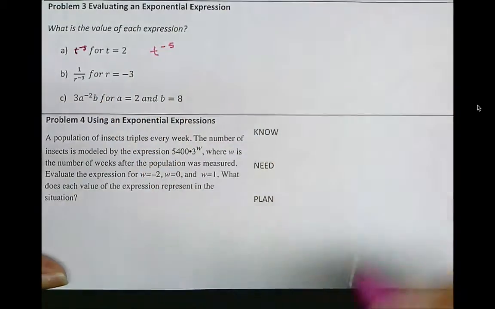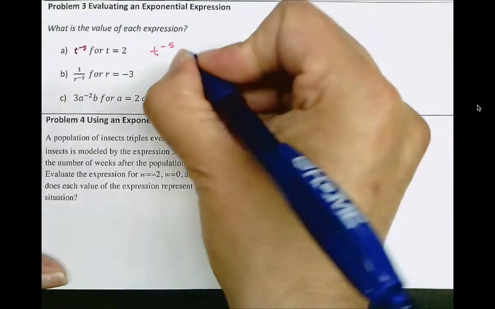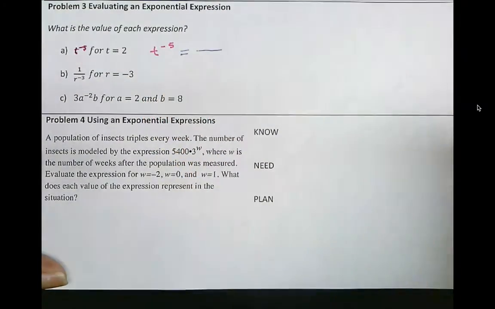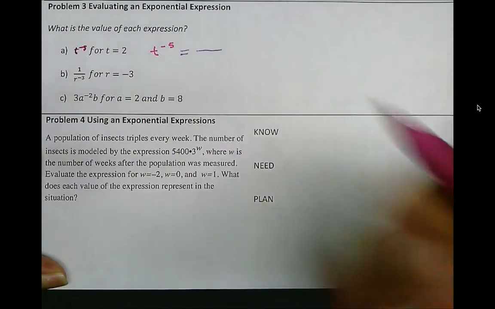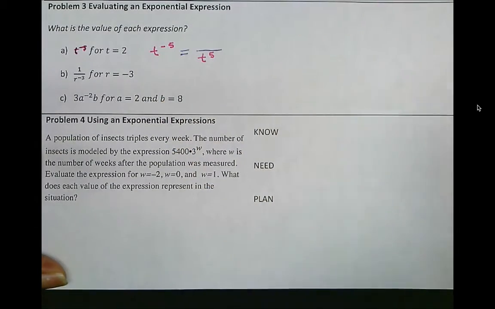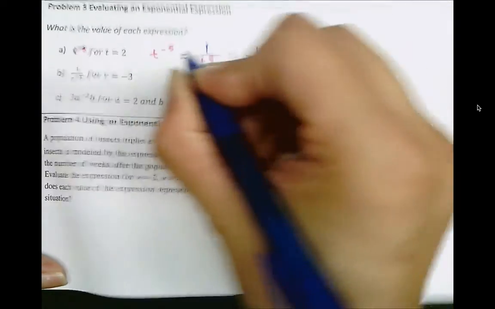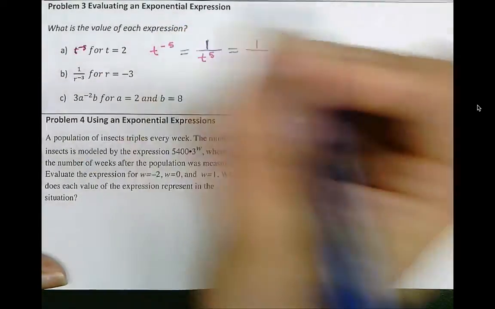T to the power of negative 5. And we will take the t to the power of negative 5 and make it a positive exponent. So recall you drop that down into the denominator to make it a positive 5. And we use a 1 on top as a placeholder. So next, we're going to replace our value of t with the number 2.